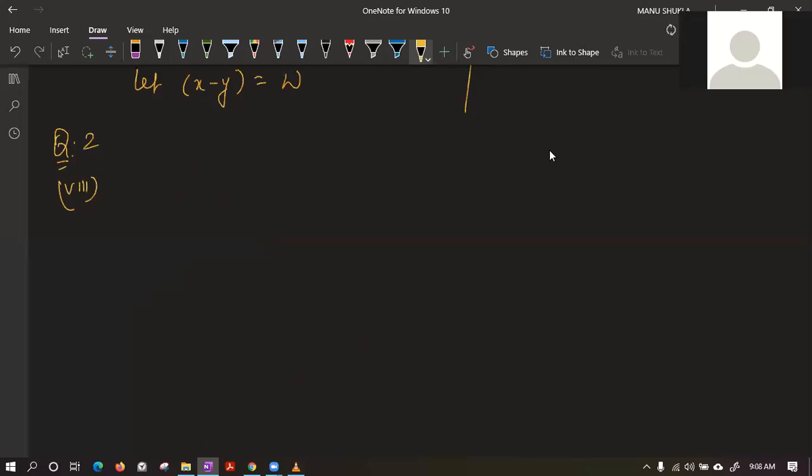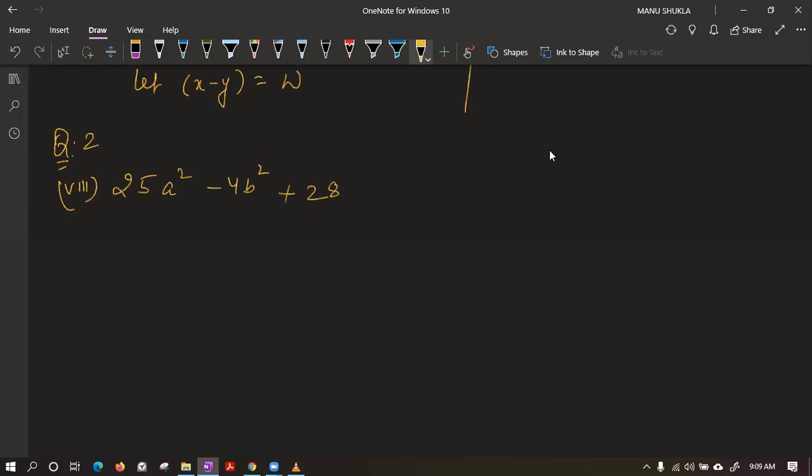Yes, beta, you have to see that. Eighth part is 25a square minus 4b square plus 28bc minus 49c square. Now tell me class, there are four terms. Which terms should we make a group of? There are two ways to solve this question.